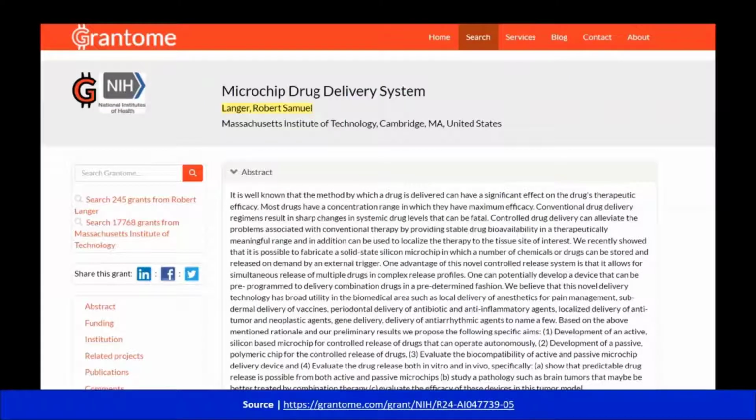Who is he? Microchip Drug Delivery System. Langer, Robert Samuel, that's him. So what do you mean microchip drug delivery system? If you read this article, you'll find out that he was developing a silicone-based chip where information could go back and forth. So this chip might be a little bit more than just a tattoo that's read by a phone. There's the potential that this thing could actually communicate with computer hardware. So it's like having Bluetooth inside your body.